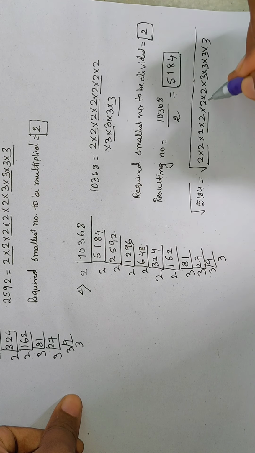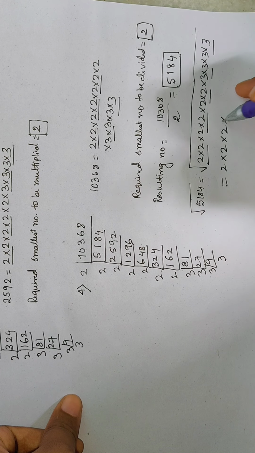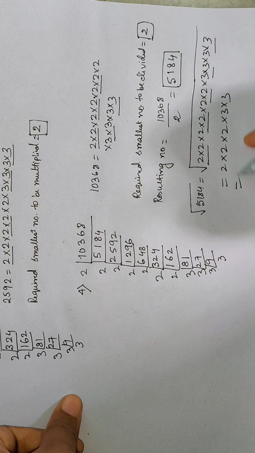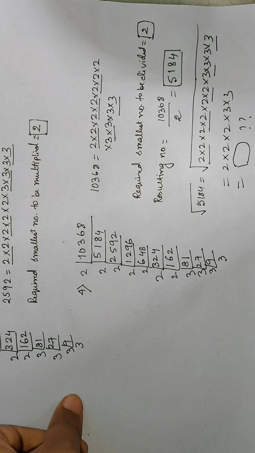Now make a pair. Everything is paired. So 2 into 2 into 2, 3 into 3. Multiply it, you will get the answer. Fine, so number 4 is done.